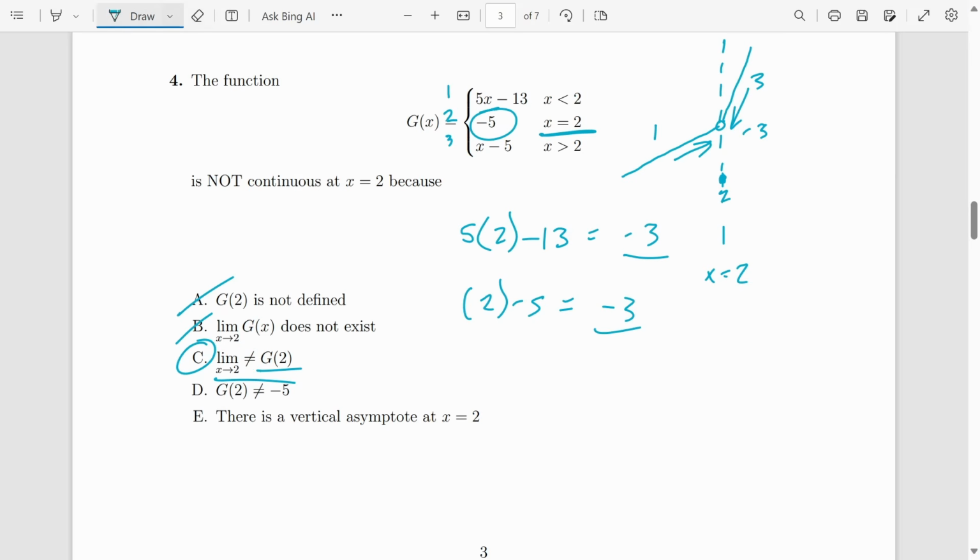Now, since this is a pretty general abstract problem, let's also run through D and E to make sure we've got our right answer. So D, g of 2 does not equal -5. That's wrong. G of 2 does equal -5. It's right there. So that one's wrong. And E, there is a vertical asymptote at x equals 2. That's not quite right. Asymptotes usually occur when x goes down towards infinity and then goes back up on the other side. There's like a line there that it doesn't really cross, it just kind of borders it. So in this case, there is no vertical asymptote, so E is also wrong. We know that C is our right answer.